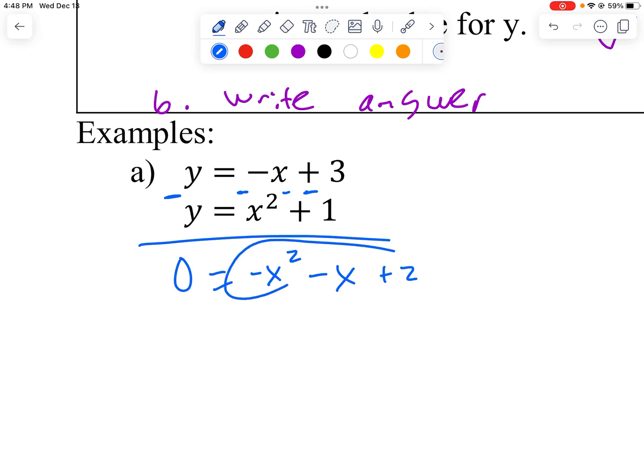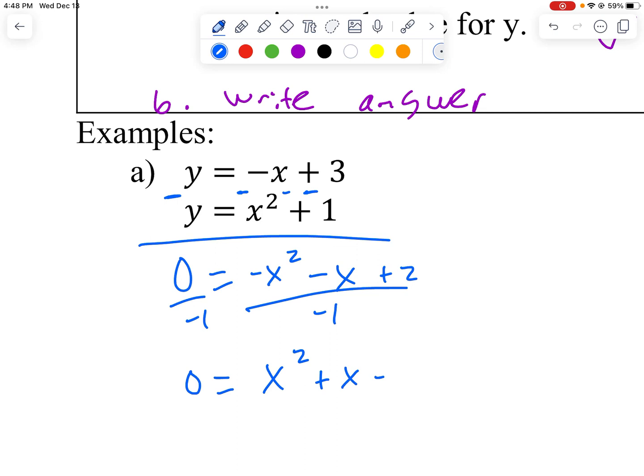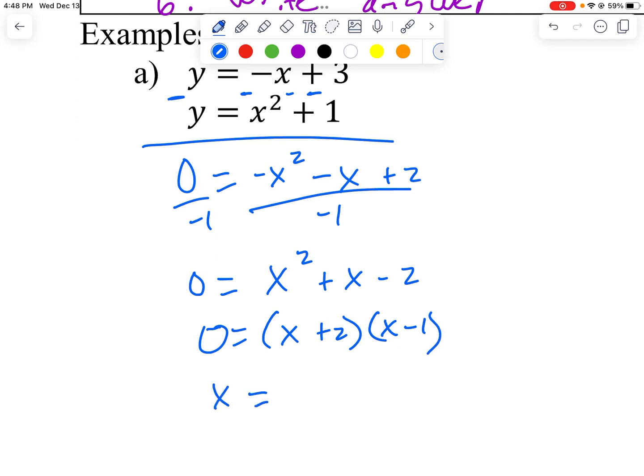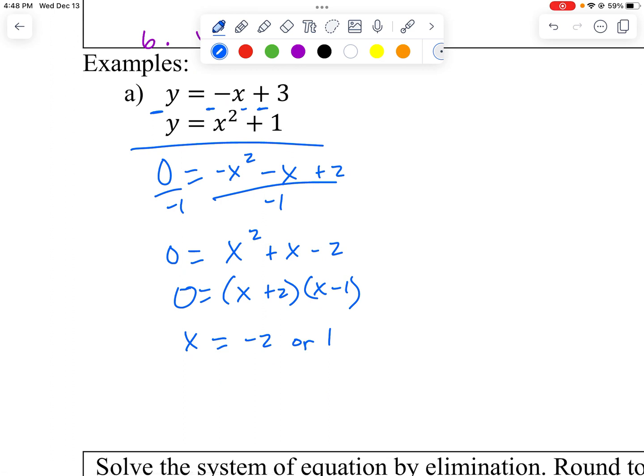When I'm trying to solve this, I don't want a -x squared, I just want it to be positive x squared. So I'm going to divide everything by -1, that gives it a sign change. So I got x squared plus x minus 2. This one looks factorable. Factors of -2 that add to be 1, you're looking at +2 and -1. And that means my x's are -2 or +1. So I got my 2 values there.